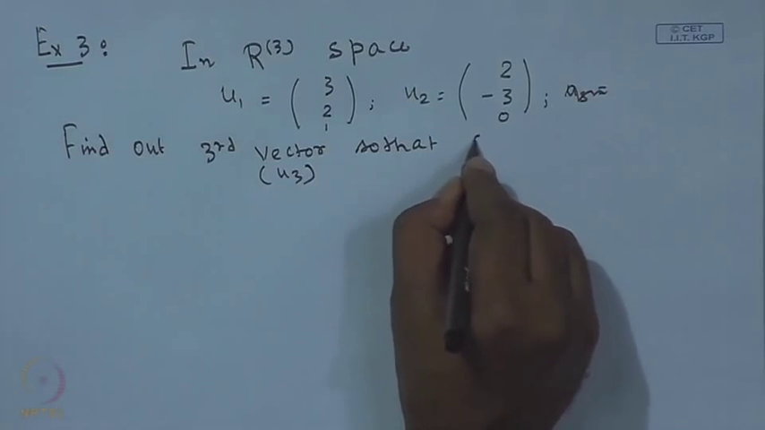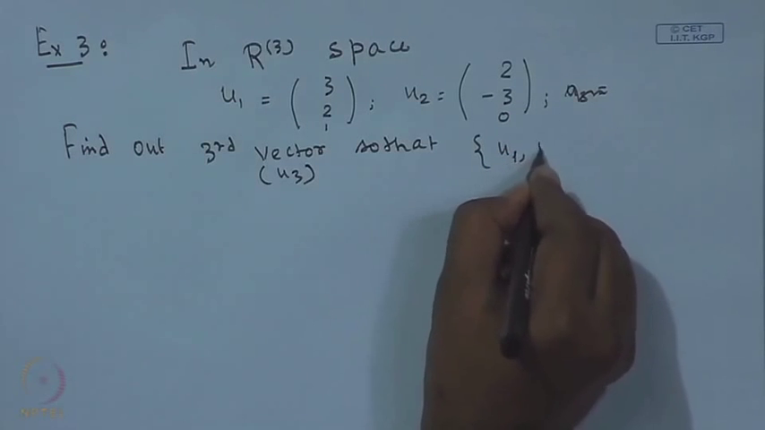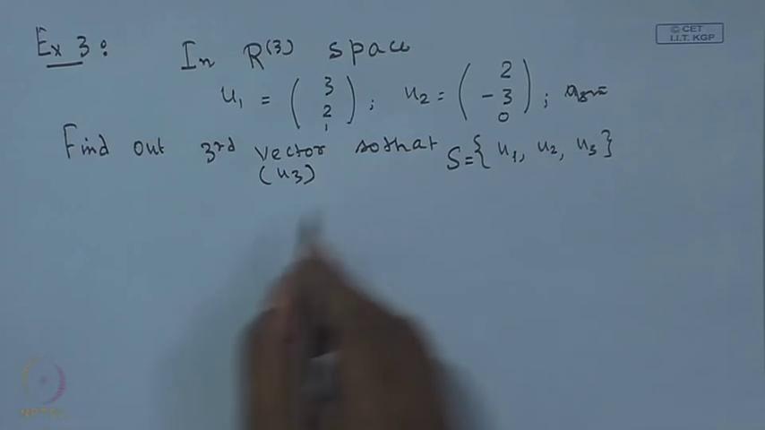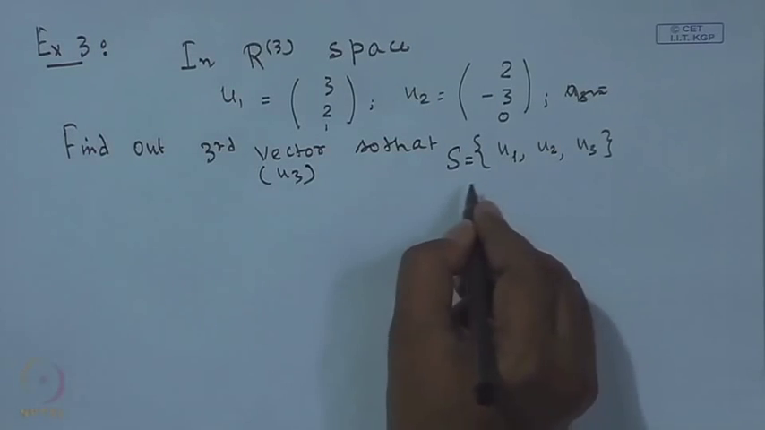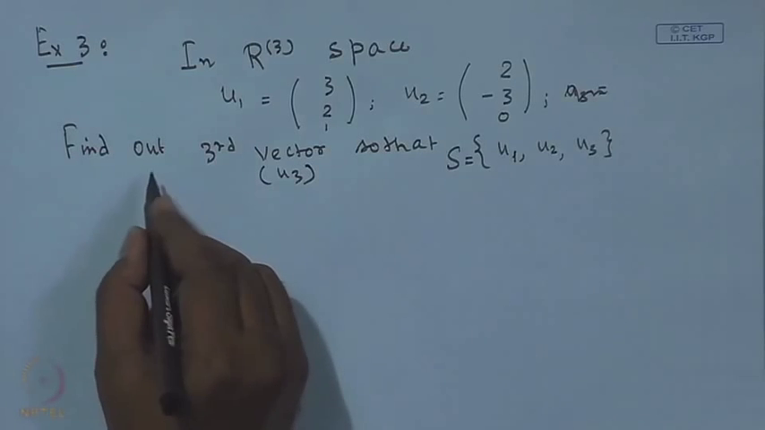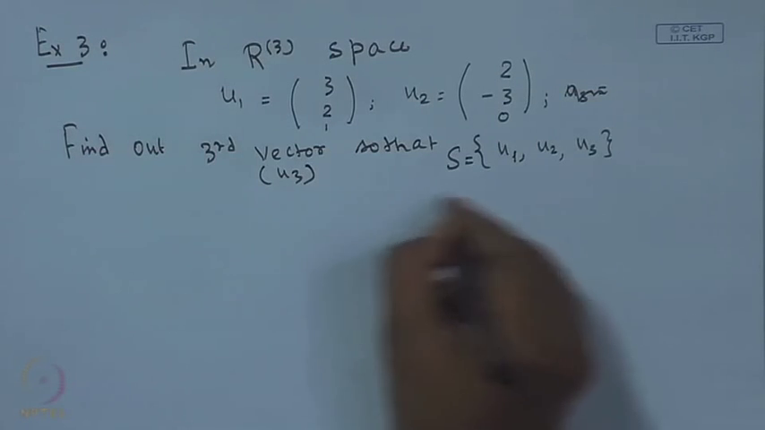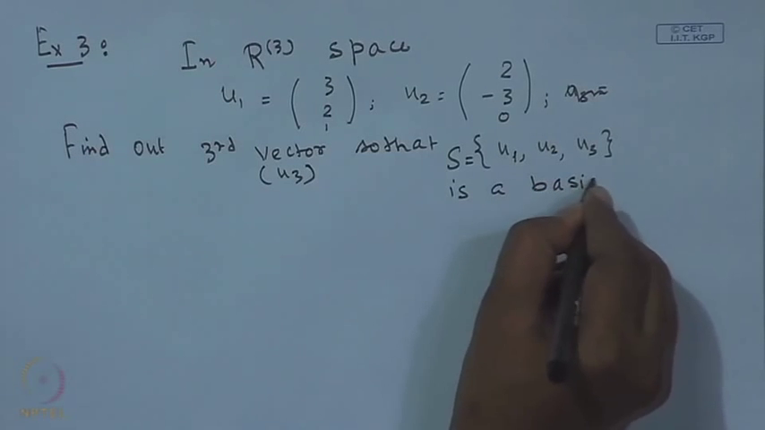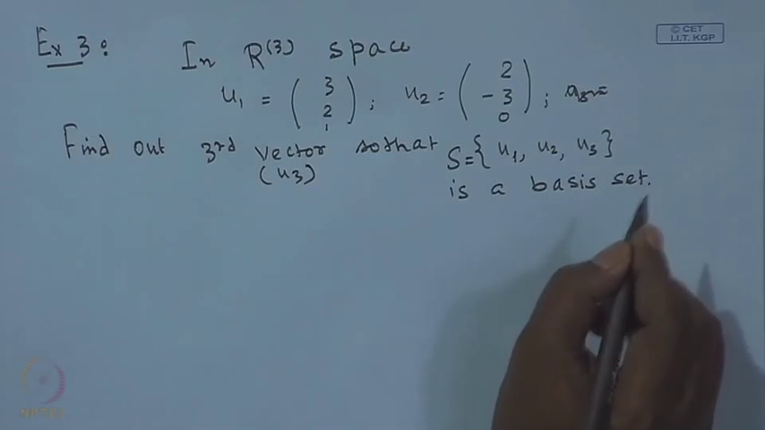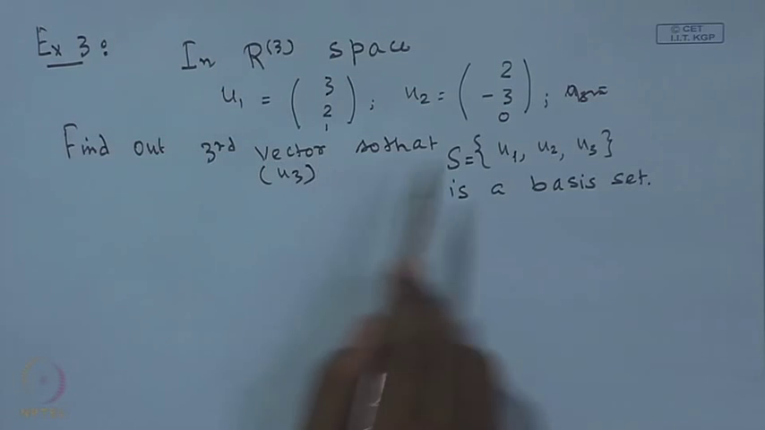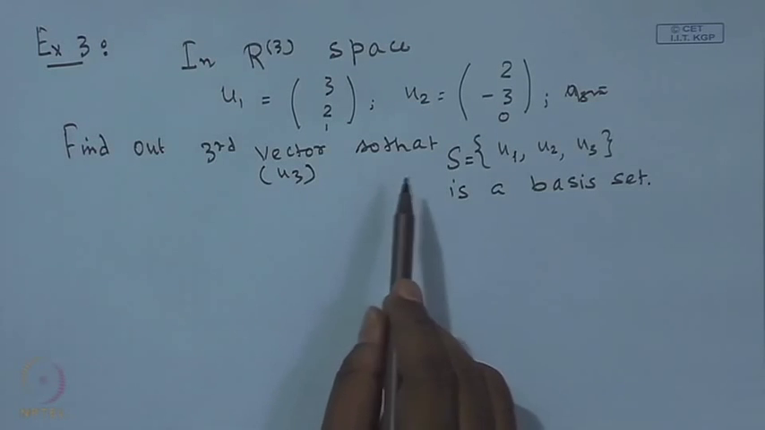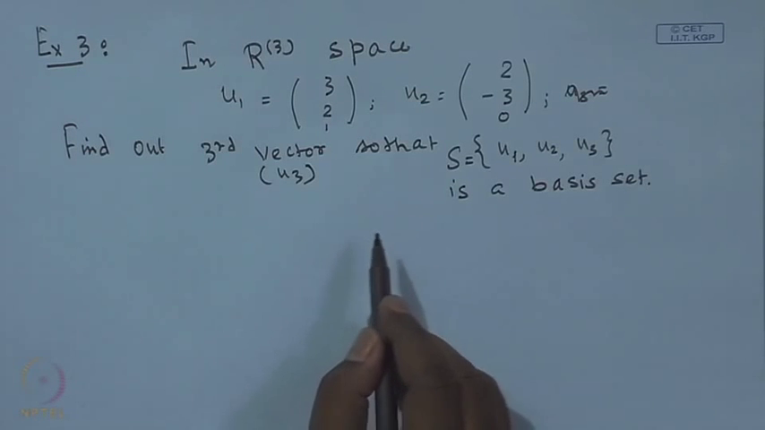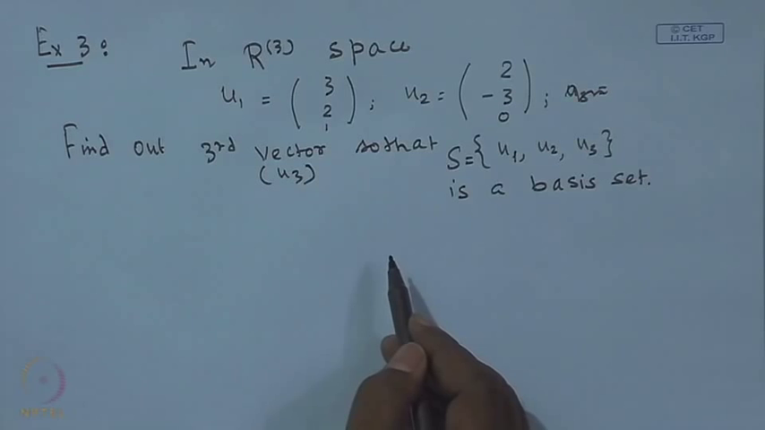So, u1, u2, u3 becomes independent, it is a basis set. Find out the third vector so that S is a basis set. So, we have two vectors given, and we have to find out the elements of the third vector such that u1, u2 and u3 constitute the basis set vectors.